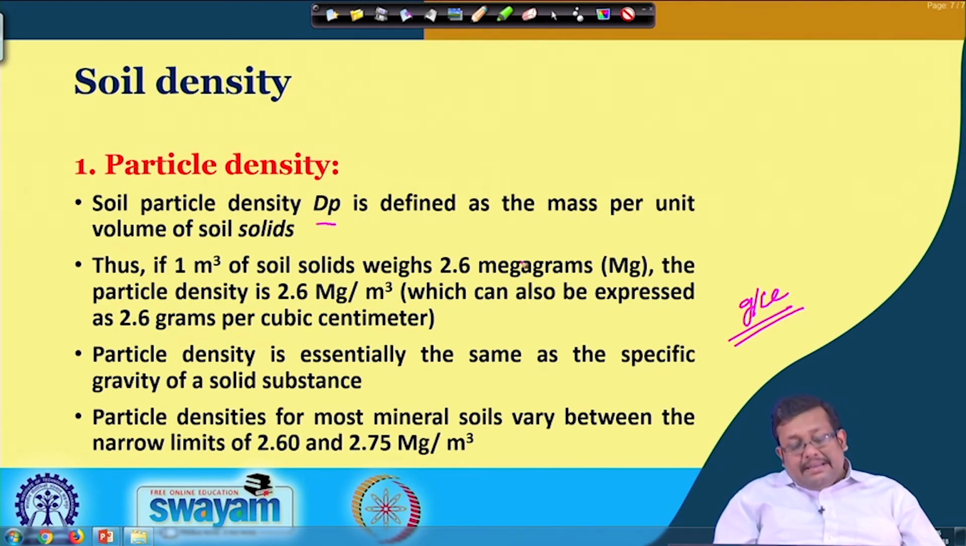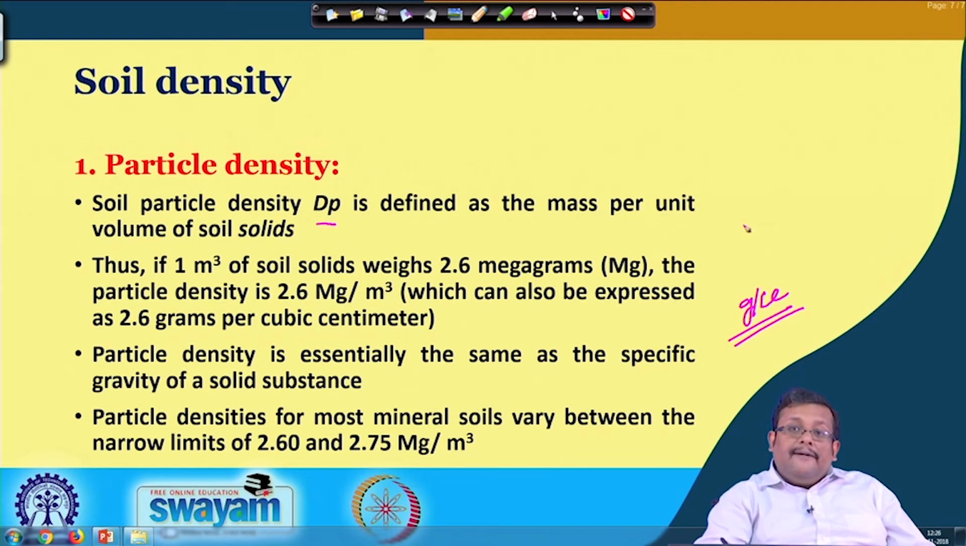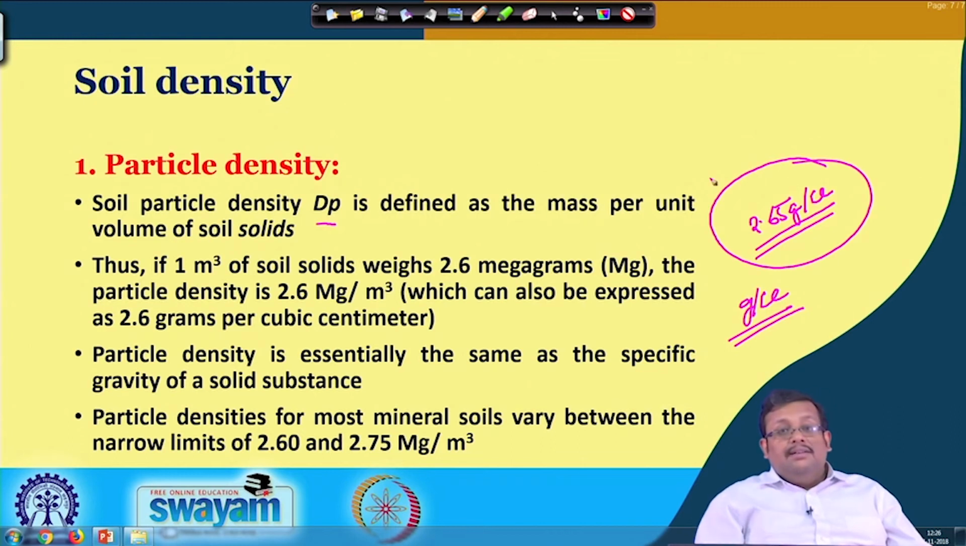So, particle density, remember, is essentially the same as the specific gravity of a solid substance, and particle densities for most mineral soils vary between the narrow limits of 2.60 to 2.75 megagram per cubic meter, or generally for sake of simplicity we consider an average value of 2.65 gram per cc as the soil particle density.